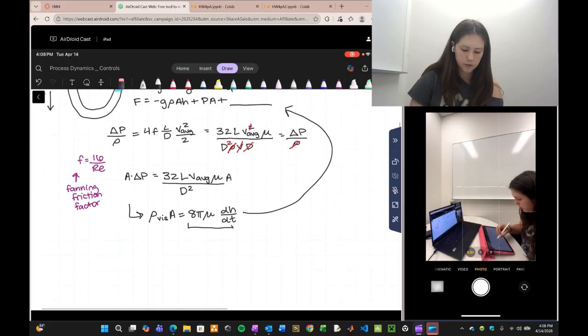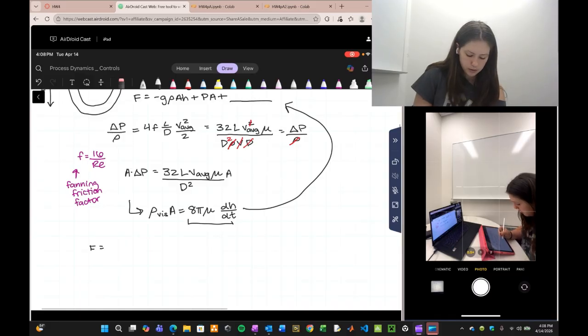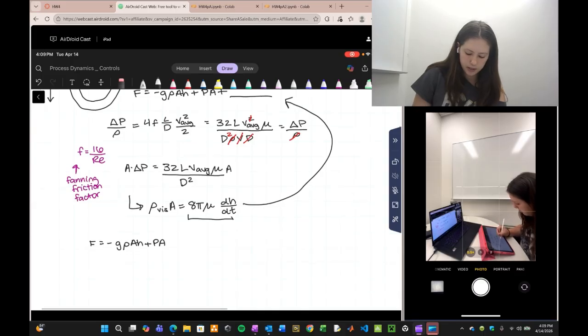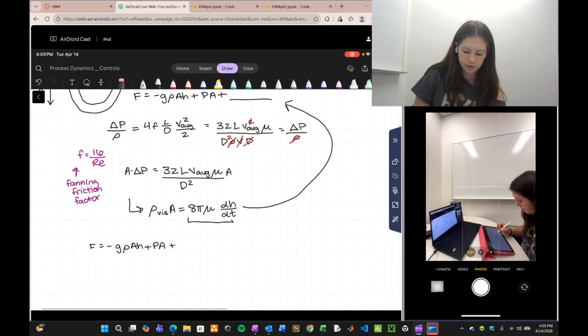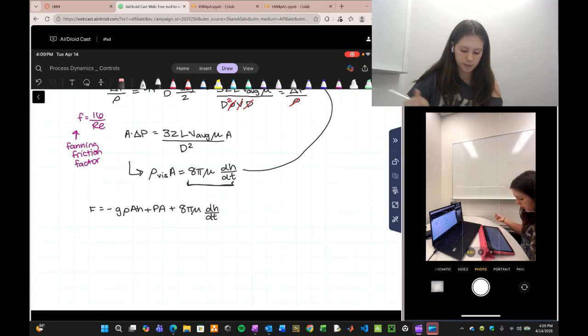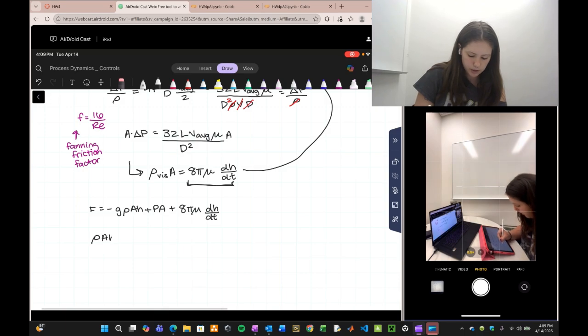So I will rewrite our force equation, our first balance. So again, our gravity term, g rho times that cross-sectional area times the height, plus our pressure times our area for our atmospheric pressure, and then plus our viscous force equation down here that we just came up with. And so to look at this further and take a second derivative, we have rho A H times d2h over dt squared, and then that will equal this whole side of the equation.